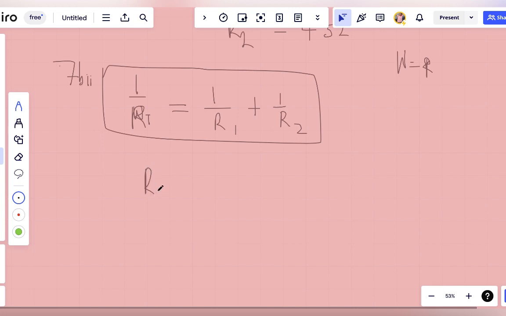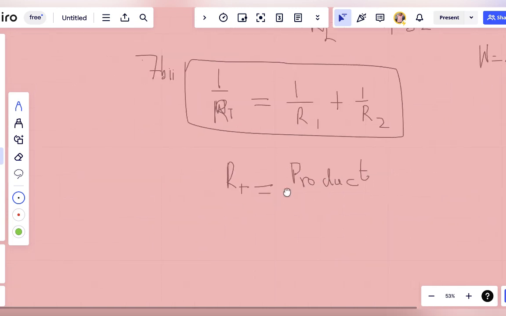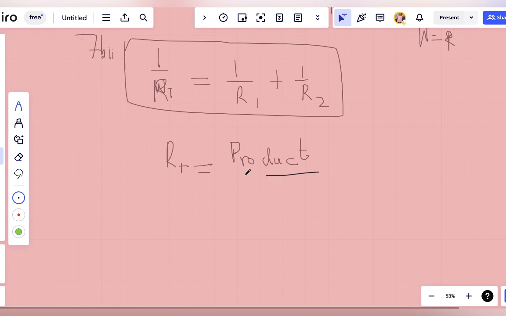R total is equal to the product over the sum. Product meaning the multiplication of the 2 resistances, over the addition of the 2 resistances. So the total resistance in a parallel connection can be resolved by simply taking the product of the resistances over the sum. The product is 16 multiplied by 4. Remember, R1 is 16 and R2 we calculated is 4.